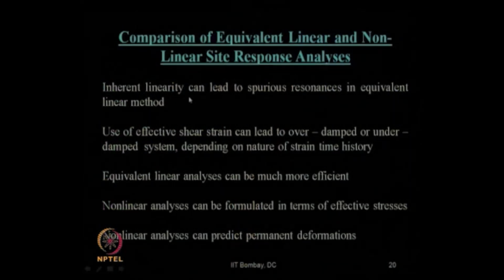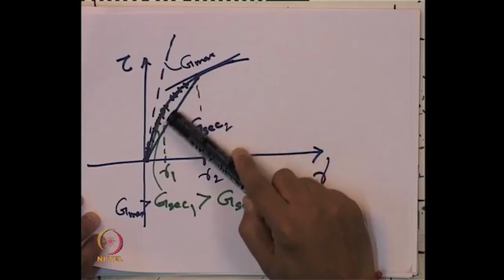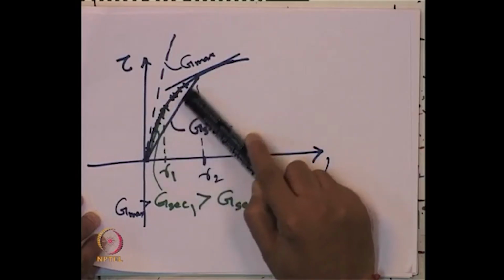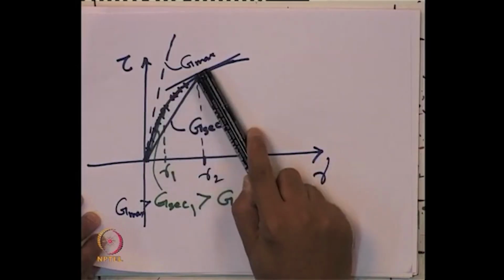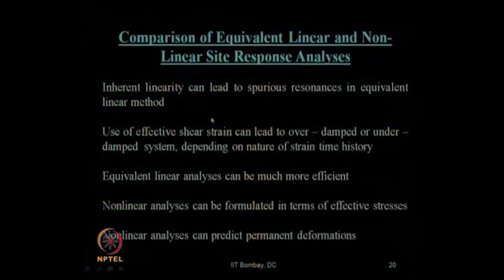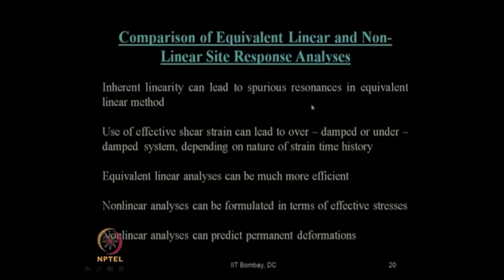So, inherent linearity can lead to spurious resonances in the equivalent linear method. What inherent linearity are we considering? If you look at this curve once again, which we have already discussed in the previous lecture, this is the inherent linearity which we are considering, right. It is actually nonlinear, but we are assuming this linearity. That inherent linearity used in the equivalent linear method may lead to spurious resonances, which are not actual. So, use of this effective shear strain can lead to an over damped or under damped system depending on the nature of the strain time history.